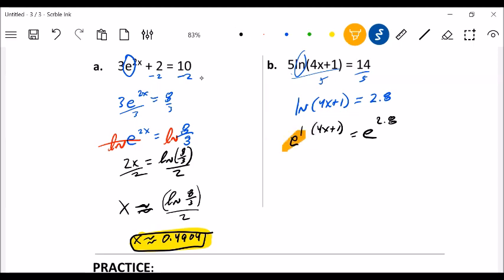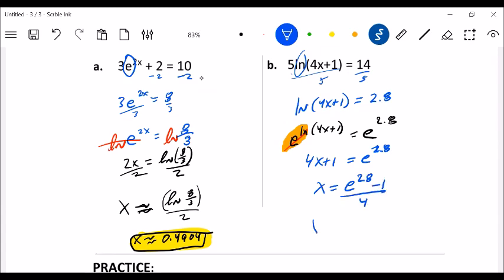This is one of those things where that also cancels itself out. There, that cancels itself out. And we get 4x plus 1 is equal to e to the 2.8. So subtract 1 and divide by 4. And x is approximately 3.8612. All of this can be put into a calculator.